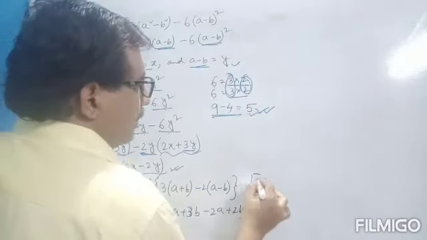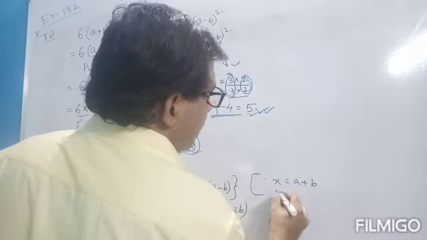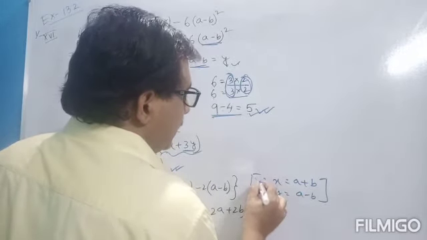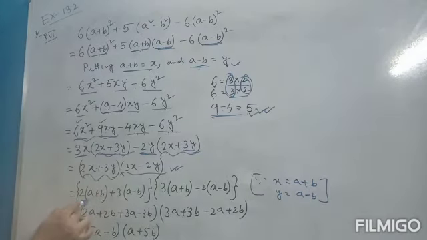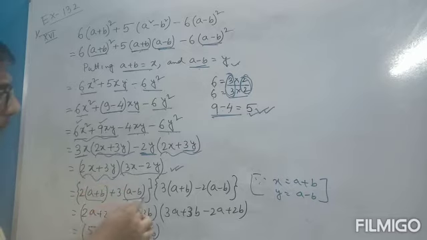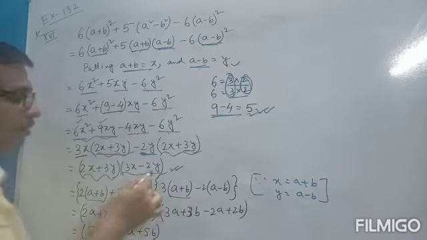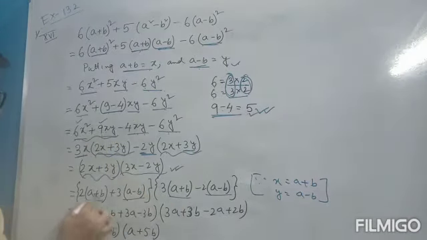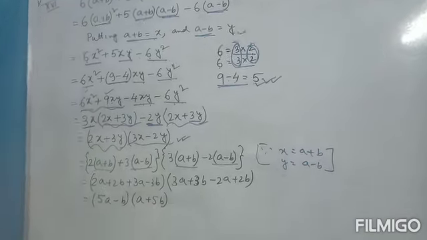Write down here: x is equal to a plus b and y is equal to a minus b. Put the value of this, since x is equal to this and y is equal to that. So if we put 2 into x, that is 2 into a plus b, 3 into y, 3 into a minus b, multiplied by 3 into x, that is 3 into a plus b, and 2y, 2 into a minus b. Clear?